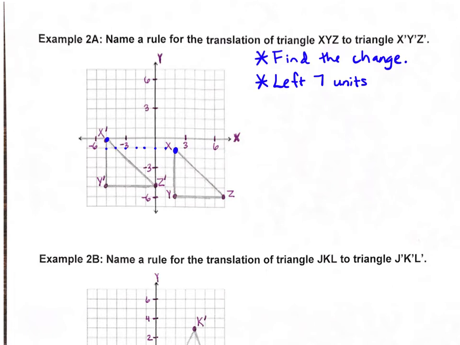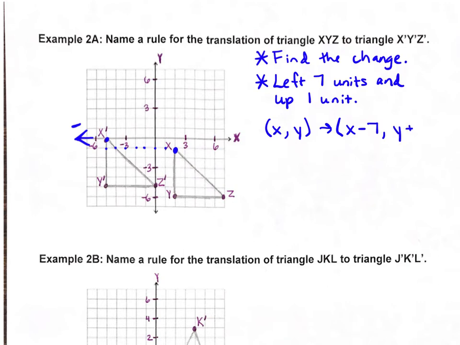And then did it go up or down? It went up 1 unit. So we have a rule that we can write for that. We can say from our pre-image x, y that x went left 7 units, so that value subtracted 7, because when we go left on this x coordinate, it becomes more negative. And then y went up 1 unit, so we're going to add 1 to y, because when we go up on the coordinate plane, it becomes more positive. And we've written our rule.